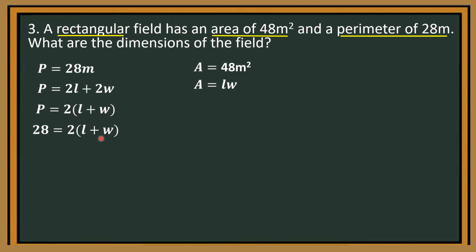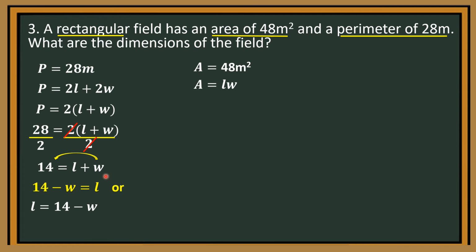Then, divide natin both side by 2. Then, cancel natin yung 2. So, 28 divided by 2, that is 14. Then, matitira sa right side, length plus W. So, ang isosolve natin, yung length, para magkaroon tayo ng isang dimension. So, lipat natin yung W dito sa left side. So, it will become negative. So, 14 minus W is equal to L. Or, we can write that as L is equal to 14 minus W. Same lang sila.